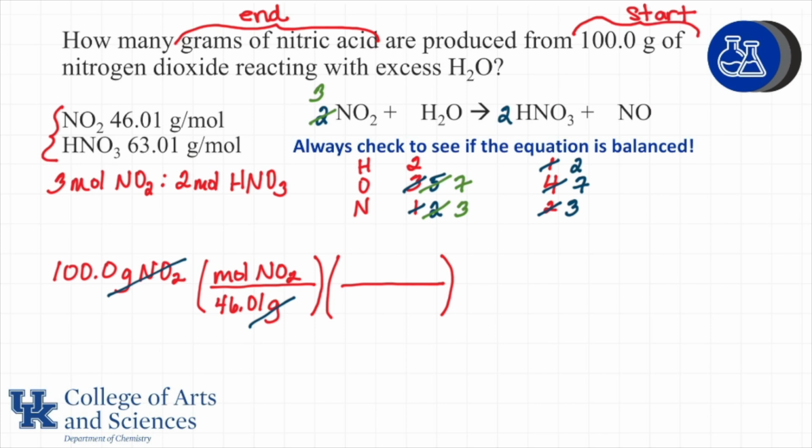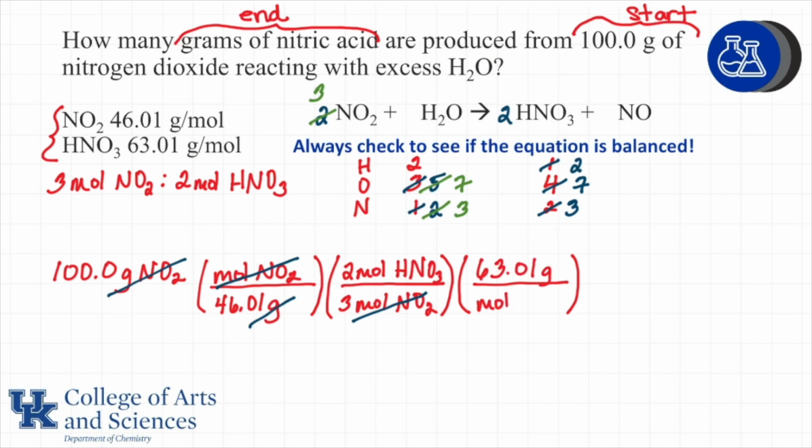With moles of NO2 in the numerator, I need moles of NO2 in the denominator. The relationship I know with that is 3 moles of NO2 to 2 moles of HNO3. Now moles of NO2 cancel out, and I've got moles of HNO3. Therefore, that needs to go in the denominator of the next step, and I can use the molar mass to get moles of HNO3 in the denominator, which leaves me with 63.01 grams in the numerator. Moles of HNO3 cancel out, and I'm left with units of grams of HNO3.